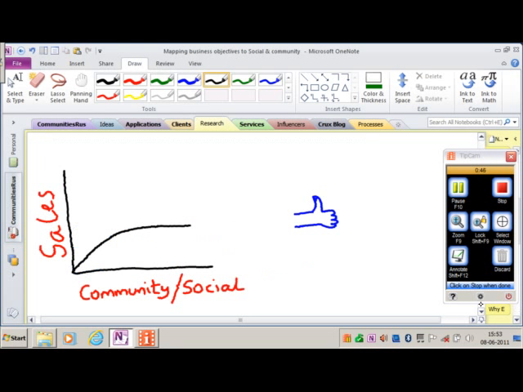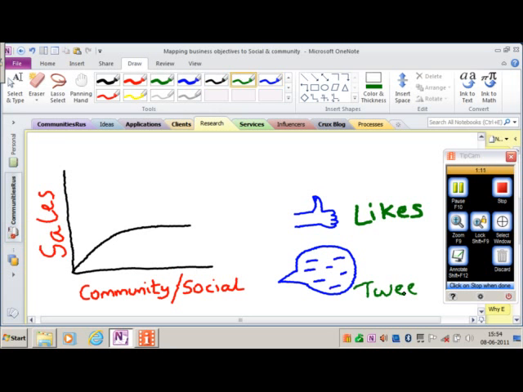Now, the problem is compounded by the fact that most social media metrics today report on things like how many likes you have, let's say on Facebook, or how many people have mentioned your content, or how many people have retweeted your content, and so on and so forth. The problem here is likes and tweets do not translate into sales related metrics. They do not show how they're impacting sales.